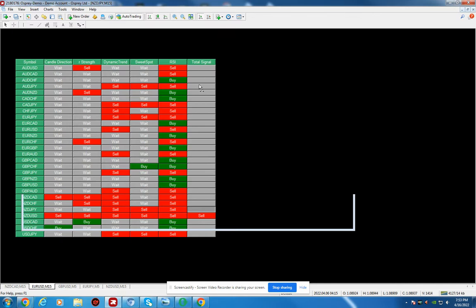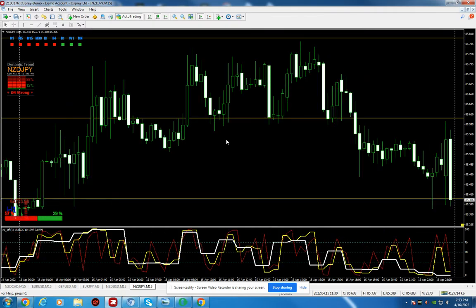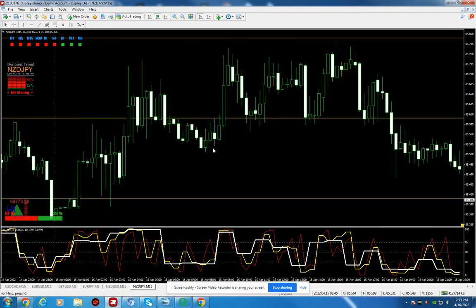This is the New Zealand yen. These are 20 pips apart. We saw the level was broken here from the dashboard. So if it's going long and this level was broken, the target is going to try to get to these 20 pips.